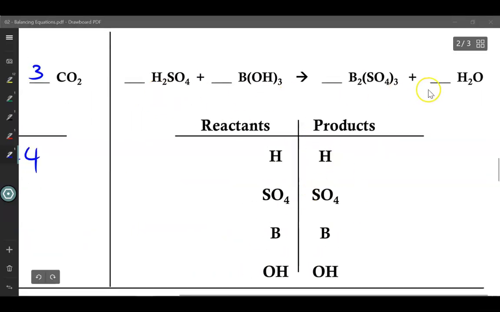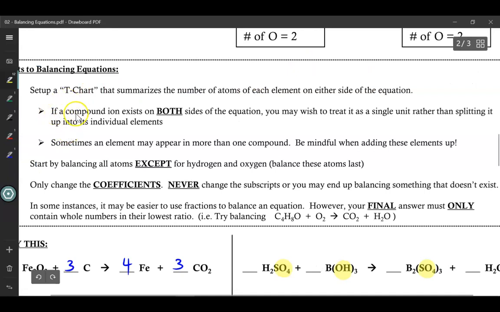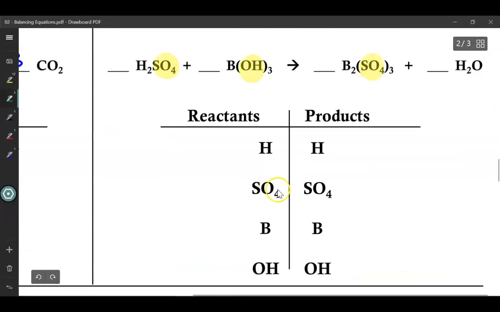Now this one's interesting. You'll notice that there are compound ions present. One of the hints that I gave you is that if a compound ion exists on both sides of the equation, must be both sides of the equation, you may wish to treat it as a single unit rather than splitting it up into its individual elements. So instead of separating the sulfate out into sulfur and oxygen, I can instead keep them as a unit because they didn't break up.